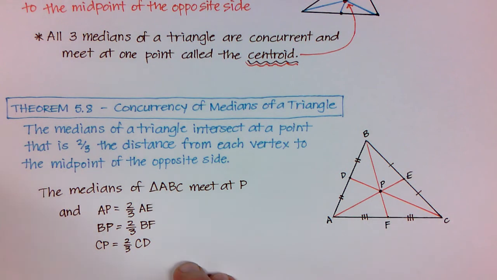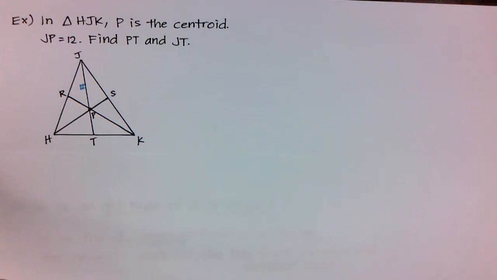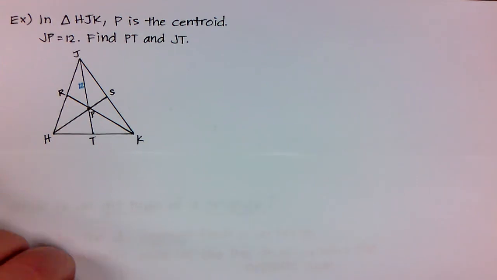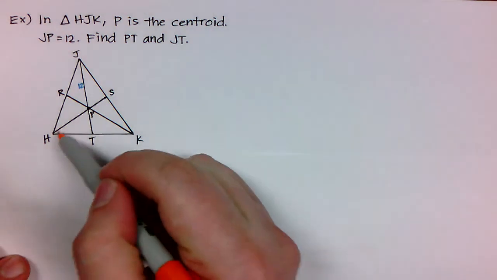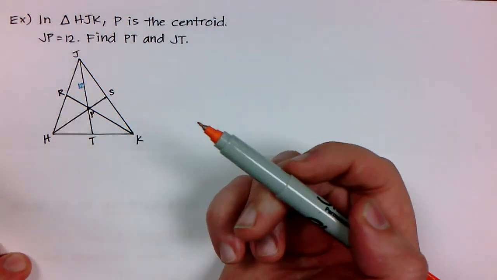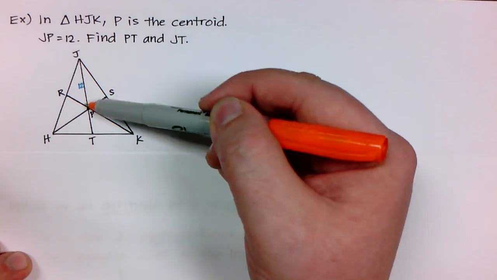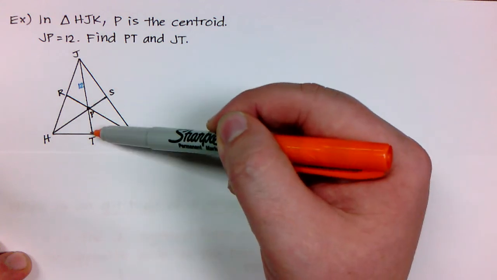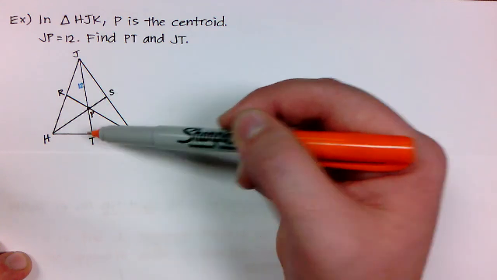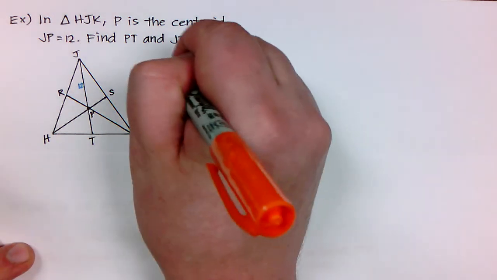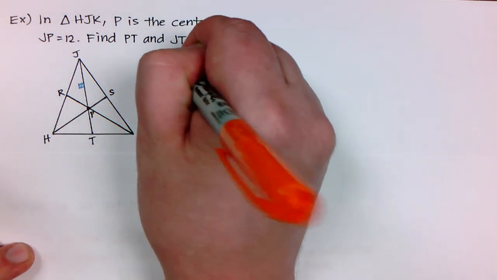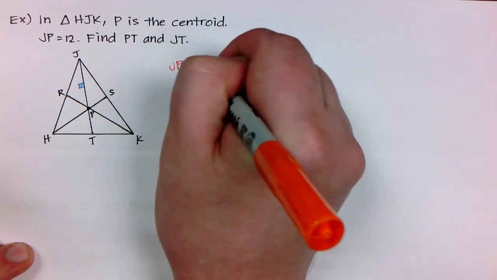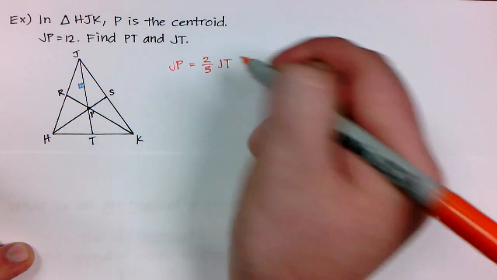So let's do an example that's using this information. In triangle HJK, P is the centroid, so we know that middle point, and because it's a centroid, that's telling me that all of those segments that you see are actually the medians of this triangle. And we're also given one length from J to P that it is 12, so that's already labeled in our triangle. It wants us to find PT, and it also wants us to find the whole length from J to T. So I know, based on that theorem, that JP is 2/3 of the entire length from J to T.